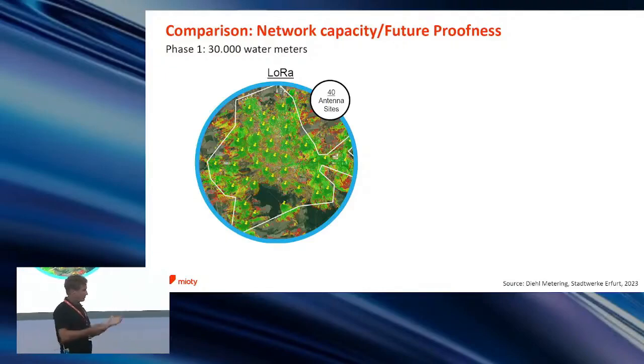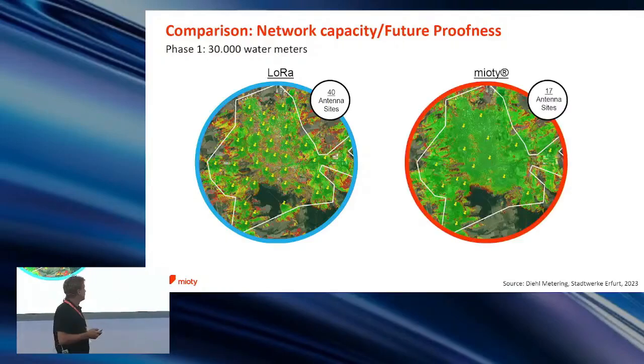Deal metering says, fine, we provide both, but we just want to show you the differences. So they did a network planning, estimated 40 sites necessary to provide enough coverage and be able to receive the data from 30,000 water meters. With mioty, 17. Big difference already here.